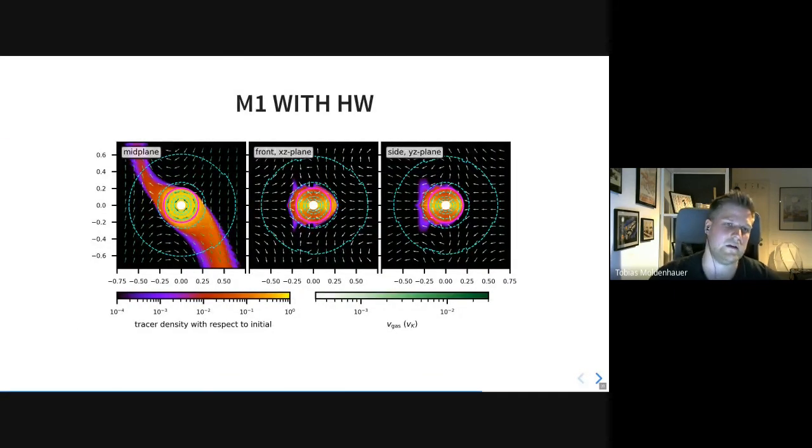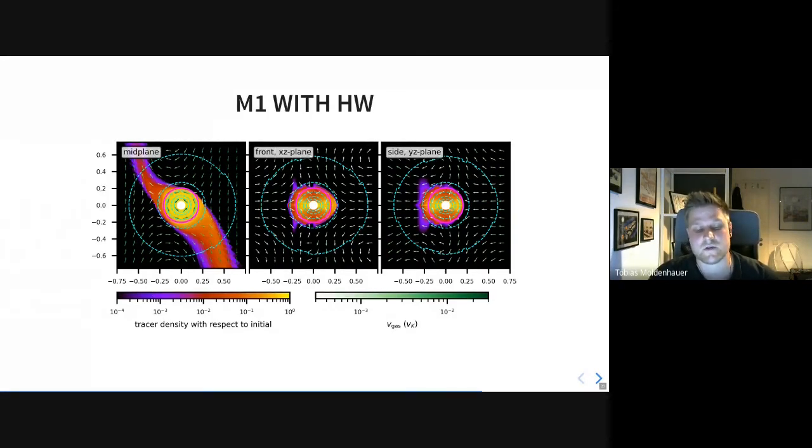Now let's look at the effects of the headwind. This is the same simulation you saw earlier, but with the headwind included. What does that mean? That means that the horseshoe orbits are shifted towards the star. Let me show you. So here you have the horseshoe orbit, and here the other one.